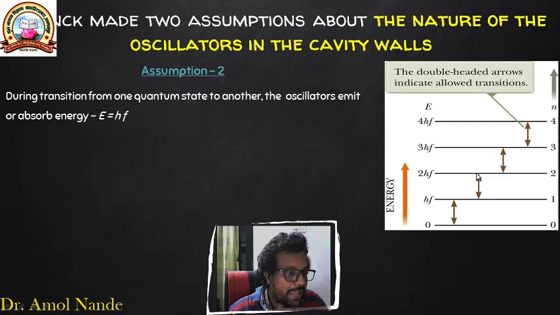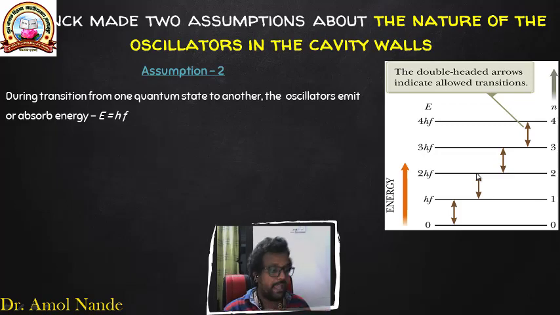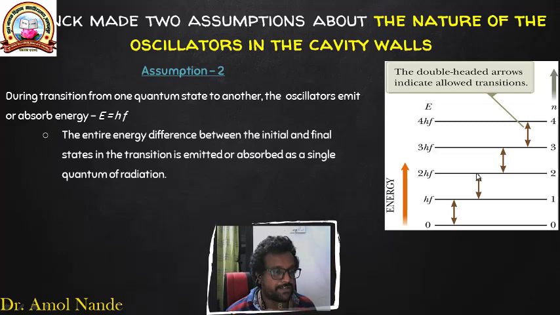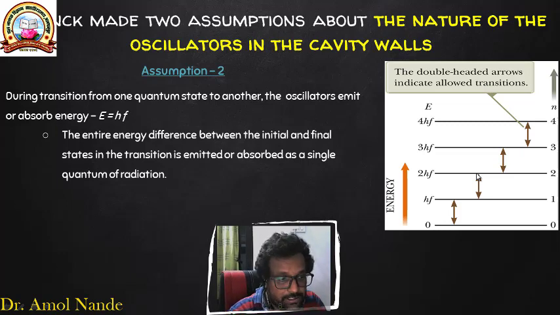So he said that whenever there is an emission or absorption of energy, a transition takes place from one quantum state to the other. Then the entire energy difference between the initial and final states is emitted or absorbed as a single quantum of radiation. And again, it is of course because you restrict the transition only to subsequent energy levels. This means the atom can jump from the first energy state to the second, or second to the third, or third to the fourth, but it cannot jump from first to the third or first to the fourth.